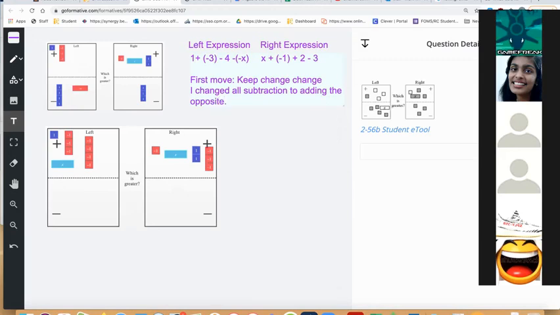Okay, and then what is the expression for the tiles that I see on the left now? What would you write down now for my expression? Go ahead and write that in the chat. For the left side or the right side? On the left side. Just gonna wait until I see a single correct answer in the chat.